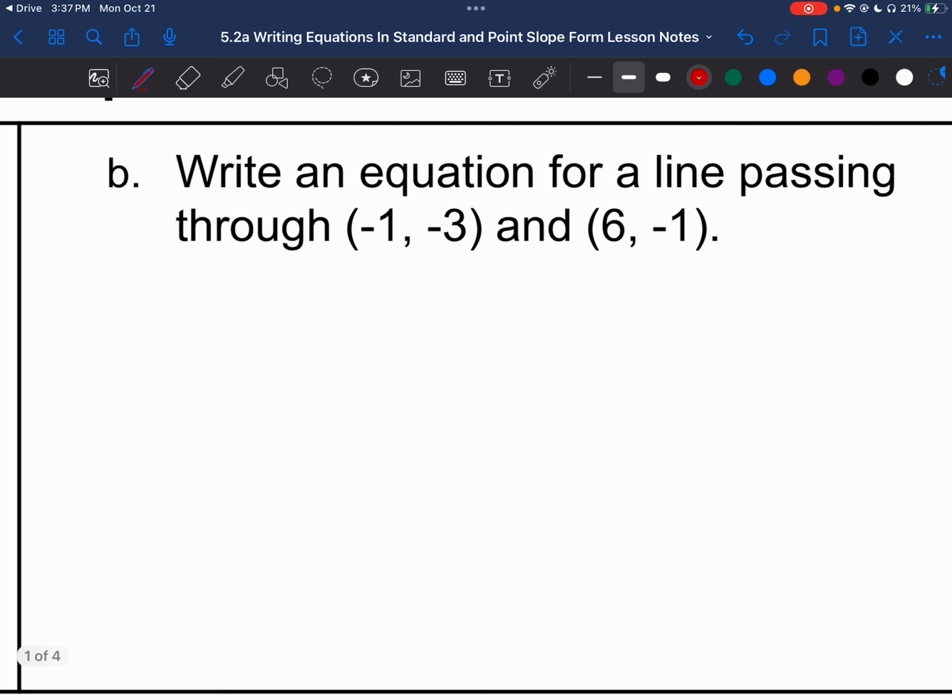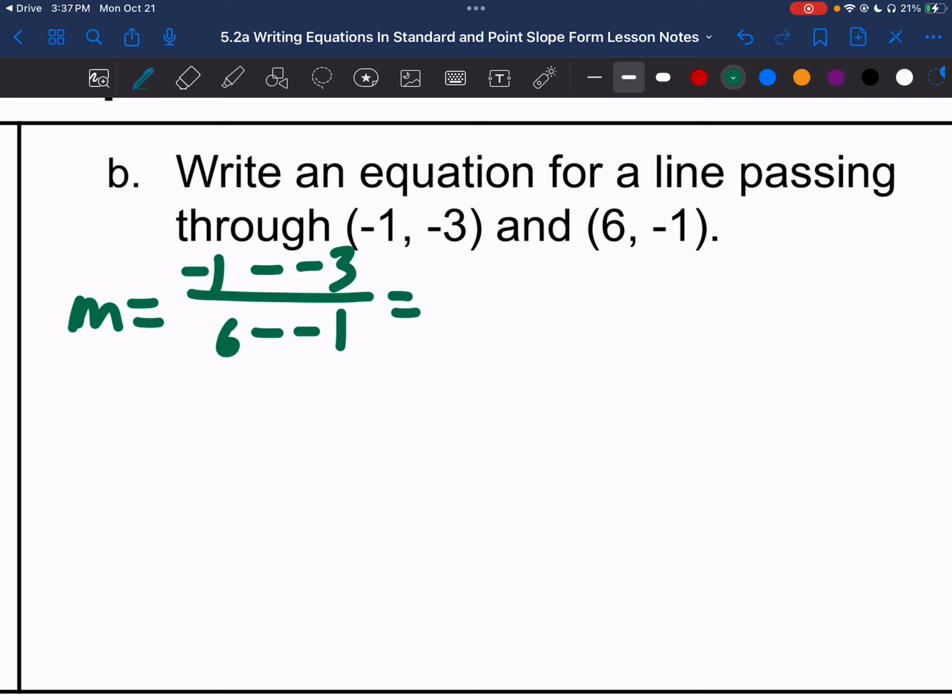All right, letter B. First, we need to find the slope. y2, -1, minus y1, -3, over x2, 6, minus x1, -1. And we are going to get -1 minus -3. -1 plus 3 is +2. And 6 minus -1 is 7.